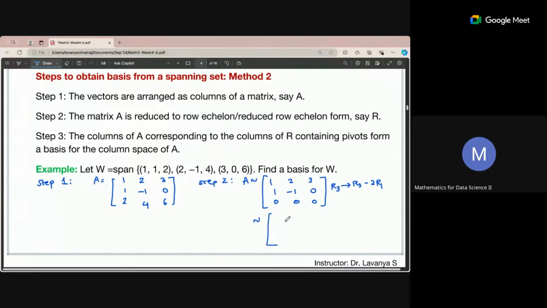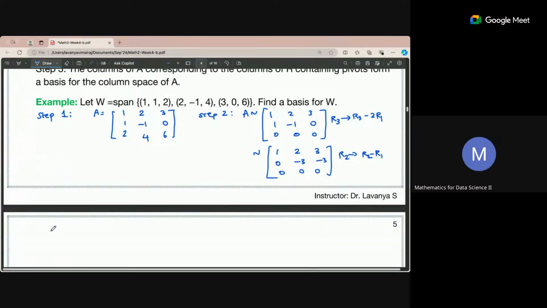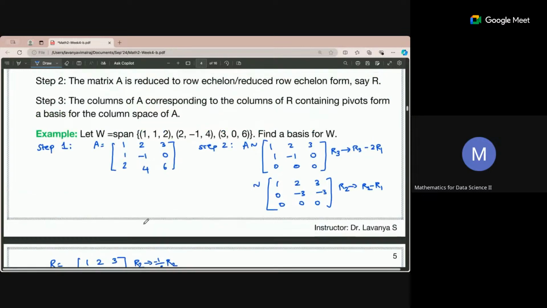And then what is the next step? R2 is R2 minus R1. So you get 0, minus 3, minus 3. And the next step, you get R is equal to 1, 2, 3, 0, 1, 1, 0, 0, 0. Okay, so here we have done R2 is 1 by minus 3 times R2. Okay, so we have got the row echelon form.